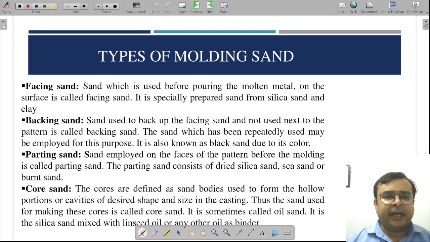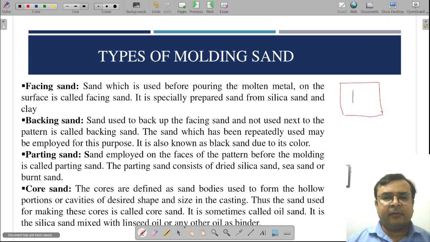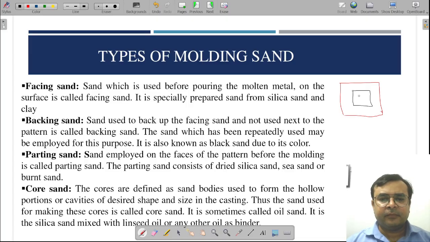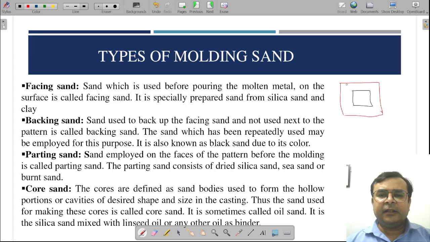Next, facing sand, a sand which is used before pouring the molten metal. Is that right? So this is called facing sand. Let's suppose if you have the mold box, and here we have the mold cavity, and here we have obviously sand. Is it right?